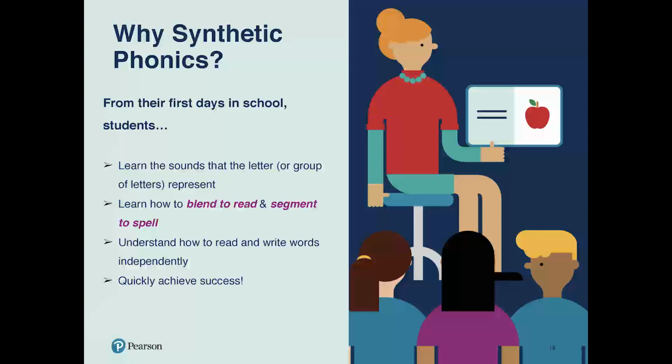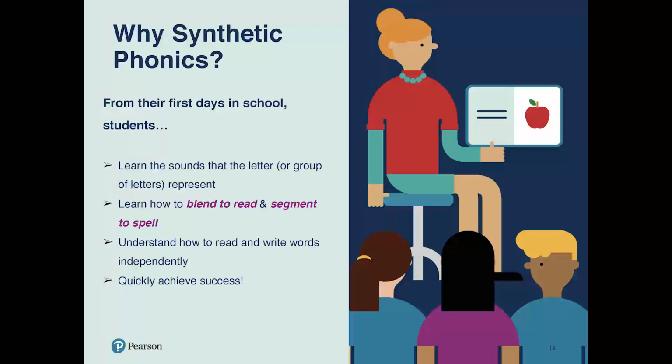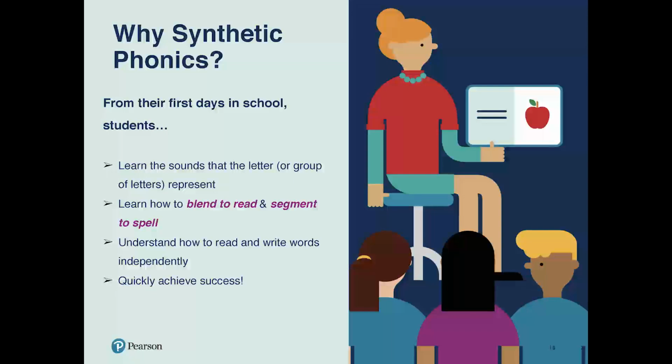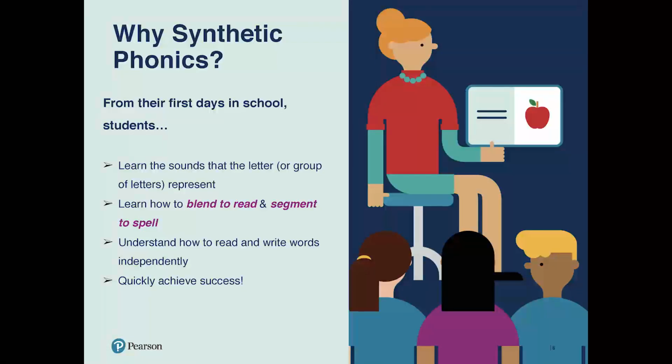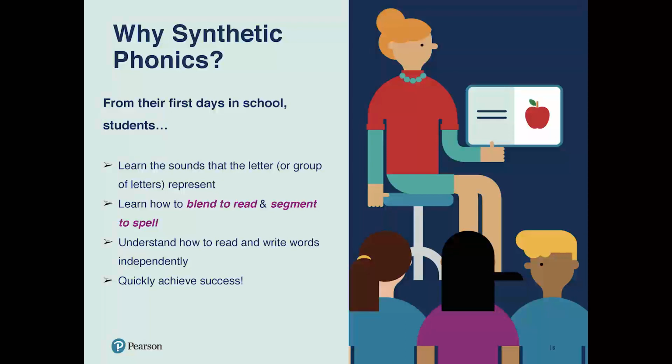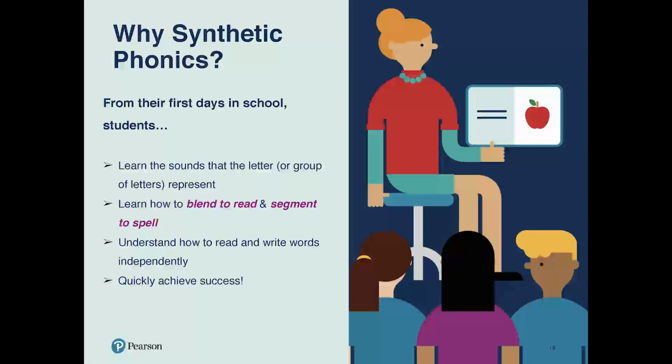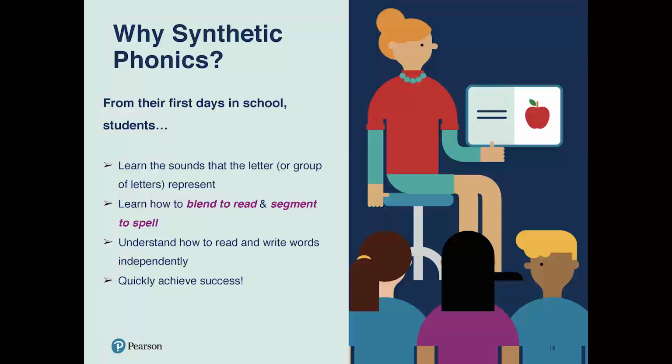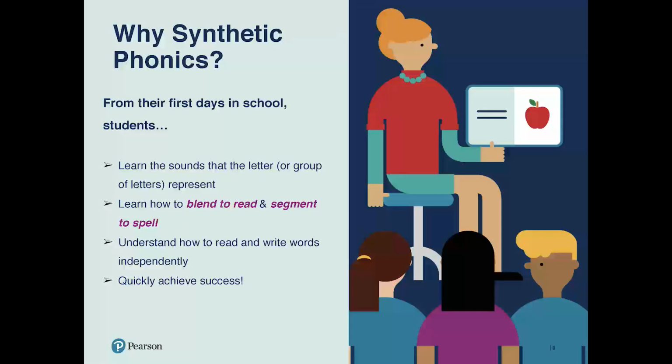So why synthetic phonics? Why the push? The short answer is because it works. From their early days in schools, students who are working with synthetic phonics learn the sounds that the letter or group of letters represent. There we just had an example of a group of letters, shh. They learn how to blend to read and segment to spell. So those words that are in dark pink there, cerise, whatever you want to call it, those are worth learning, blending to read and segmenting to spell. From these early days in school, students start to understand how to read and write words independently, which is key, and they very quickly achieve success.